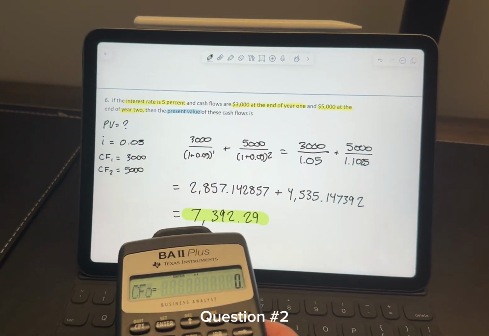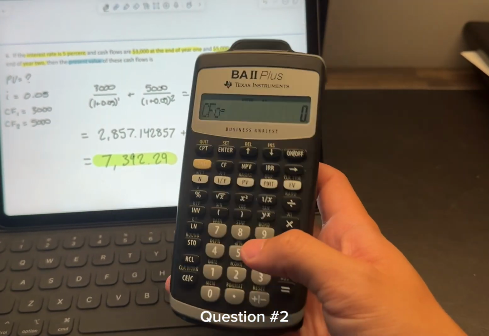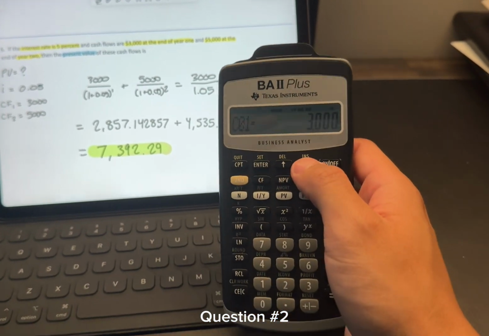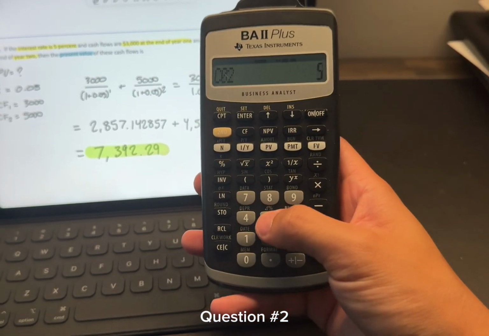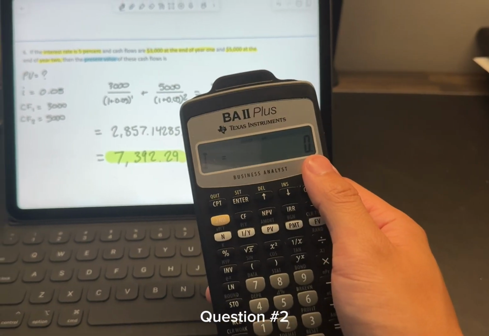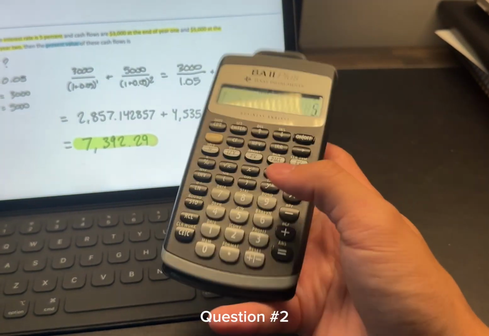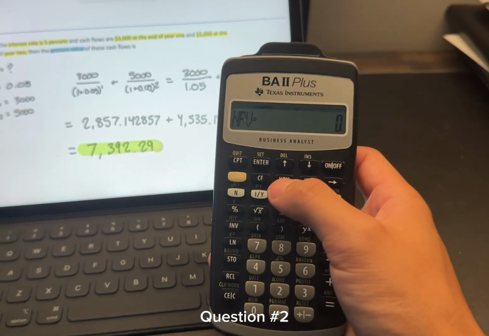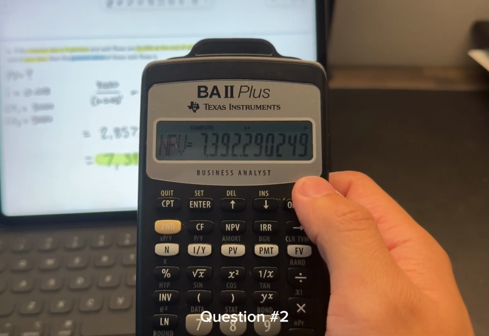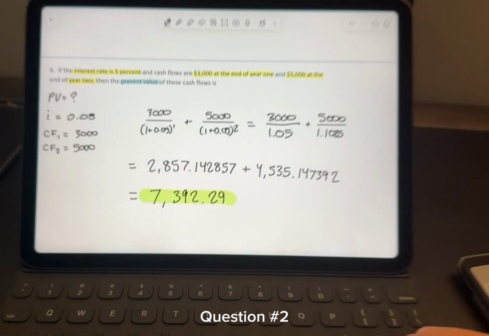Same thing, cash flow 1 is 3,000, cash flow 2 is 5,000. So I'm just going to go 3,000 for C01. Press enter, go down to C02, press 5,000. Okay. And then we're going to NPV. My interest rate in this example is 5. So I'll press 5, enter, and then I'll press down and then just press compute. And I should get 7392.29. Hope that helps.